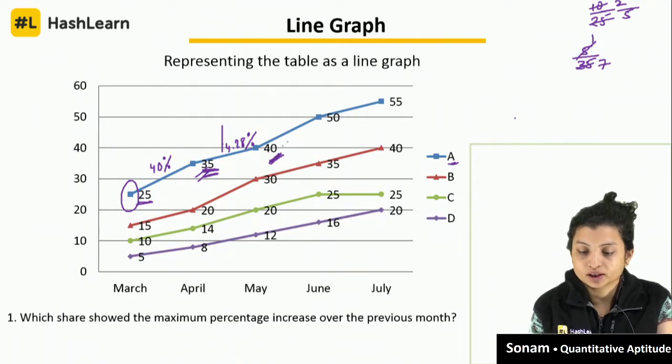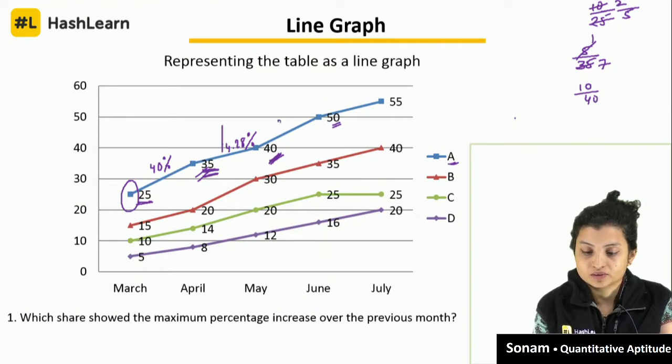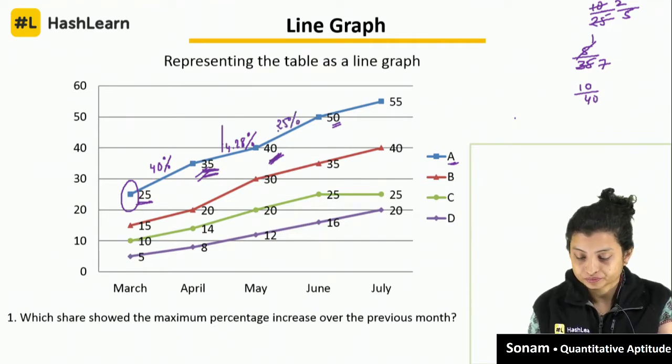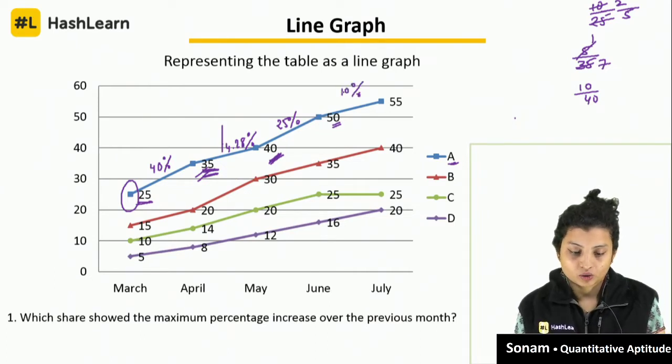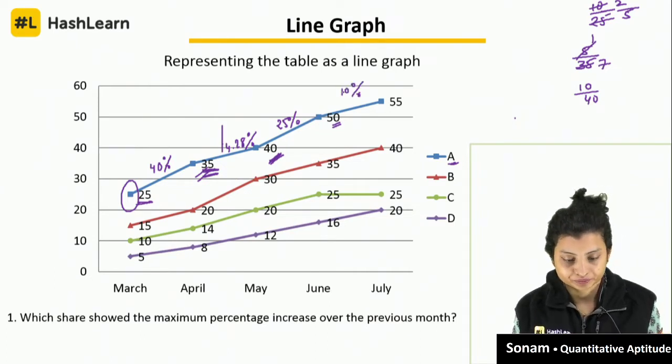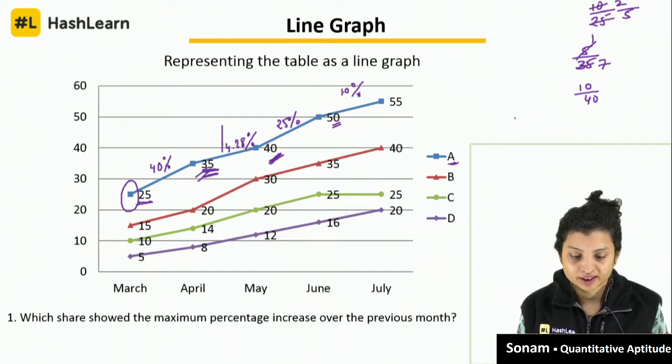Okay, next one, 40 to 50. So 10 by 40, that is 25%. Okay, and from 50 it becomes 55. So 5 upon 50, that is 1 by 10, 10%. Okay, similarly do for B. Similarly, let's do for B.